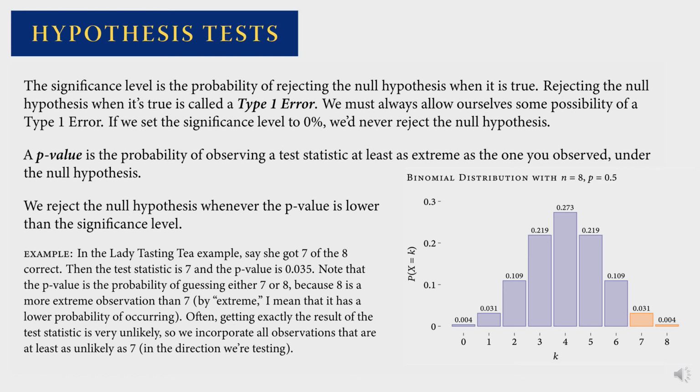The alternative hypothesis, HA, determines what is considered as extreme as what you saw. Notice that 0 and 1 are no more likely to occur than 7. I would have counted them in my p-value calculation if I were testing in both directions. But here, I'm only interested in whether her probability of success is greater than 1/2. I'm testing in one direction. If I were interested in whether the probability was different from 1/2, I'd test in both directions, and I'll get to directions in a minute.